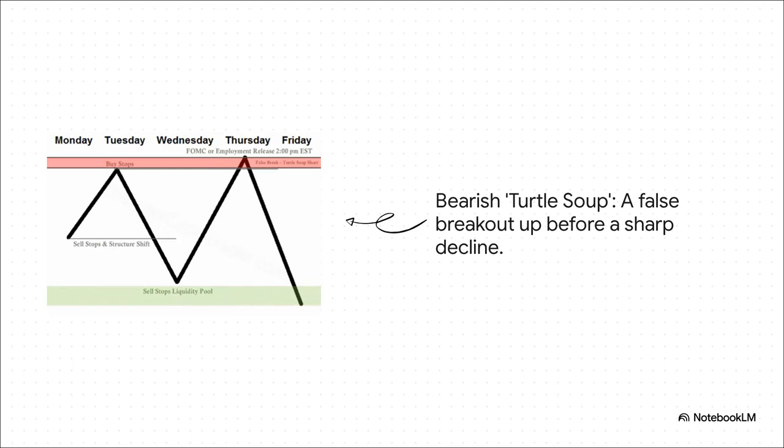And of course, it has an evil twin, the turtle soup short. It's the exact opposite scenario. In a bearish market, you'll see a false breakout above the weekly high on a Thursday. It's just a stop hunt, running all the buy stops. And that stop hunt is the catalyst for a massive, sharp reversal that aggressively targets the sell stops sitting below the lows of the week.